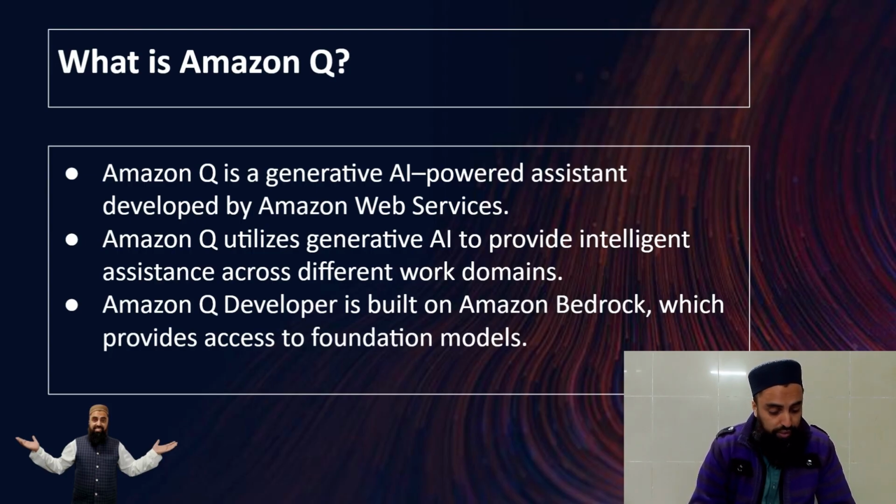Amazon Q utilizes Gen AI to provide intelligent assistance across different work domains. Amazon Q Developer is built on Amazon Bedrock, which provides access to foundation models. So there would be different domains. We are going to discuss it in the next slides. First of all, we must know that Amazon Q is an AI powered assistant, and it helps us to provide information about our AWS account and our AWS resources. And not only that, it is divided into more subdomains. Okay, now what are those subdomains? We will discuss each one by one.